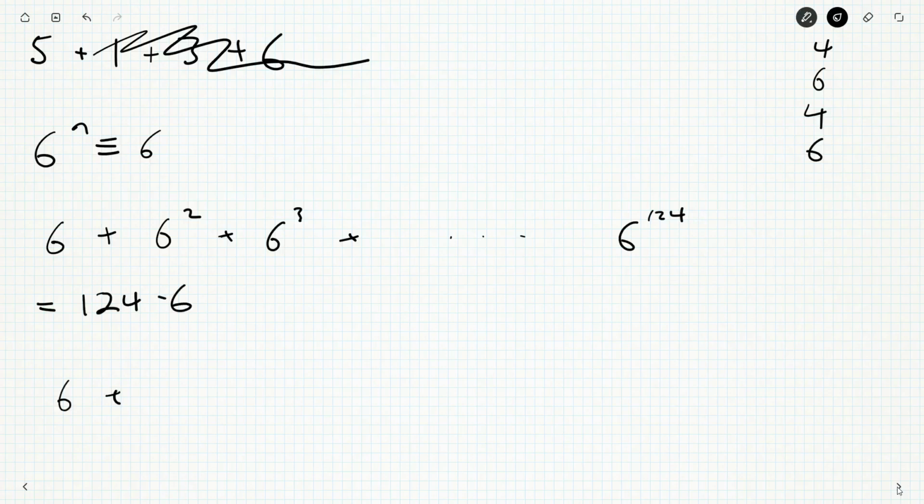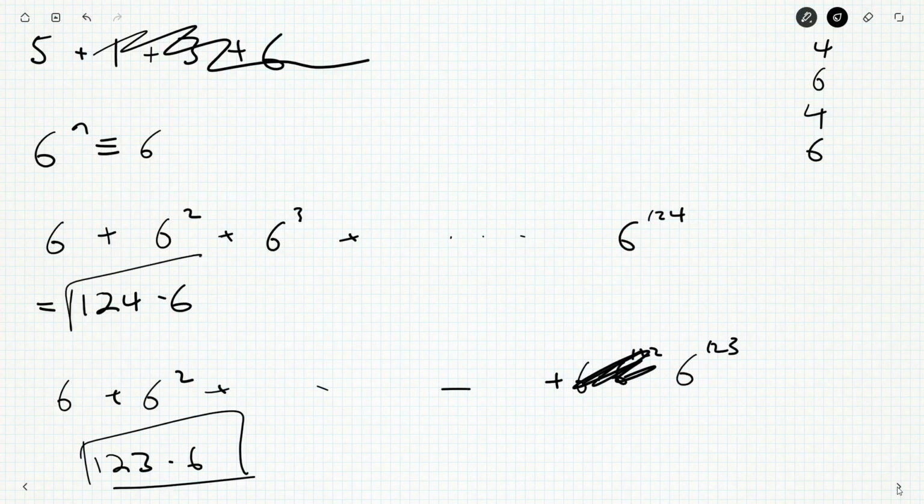And then lower, we had everything, but it was up to the 6 times 6 to the 122. Which is really 6 to the 123. So I have 123 6s here. So that many 6s, that many 6s, and 5 all add up together, and that should get me my answer.